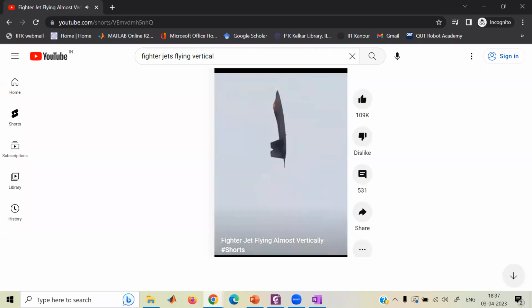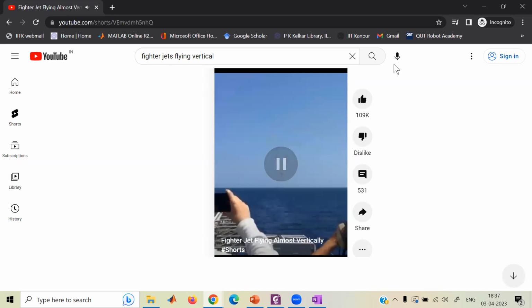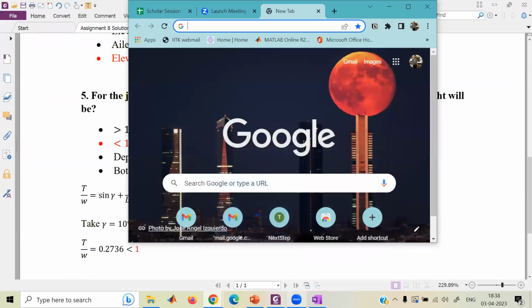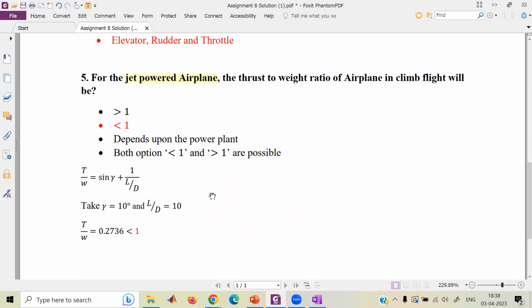F-22 Raptor. It's almost 90 degrees. Yes, sir, so I told you, it's around 60 to 80. And the F-18s that they flew for air shows, when they have a pilot and a passenger, for fun, they climb up to 60 to 70 degrees. They do that maneuver. Right. Okay.